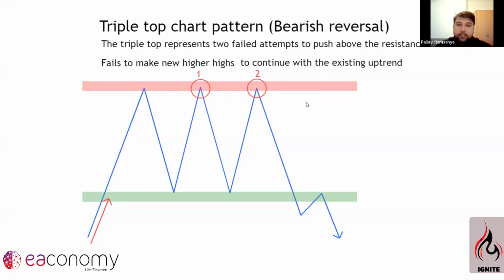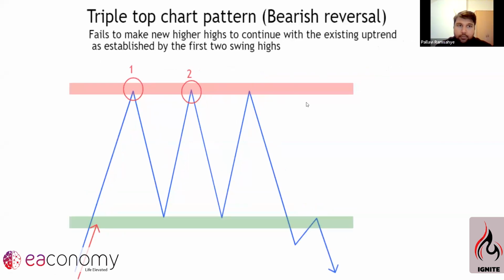Okay, so with the triple top pattern, with the first 2, it fails to make new higher highs to continue the upward trend, which is established by the first 2 swing highs.